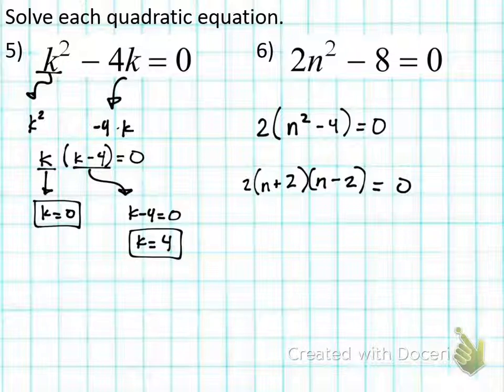Okay, now let's bring the first one down. 2 is equal to 0. Is 2 equal to 0? No, that doesn't make sense. So there is no answer here, right? N plus 2 is equal to 0. What's your answer going to be after I solve this? N is equal to -2. Okay, so next one, n minus 2 is equal to 0. So n is equal to 2.